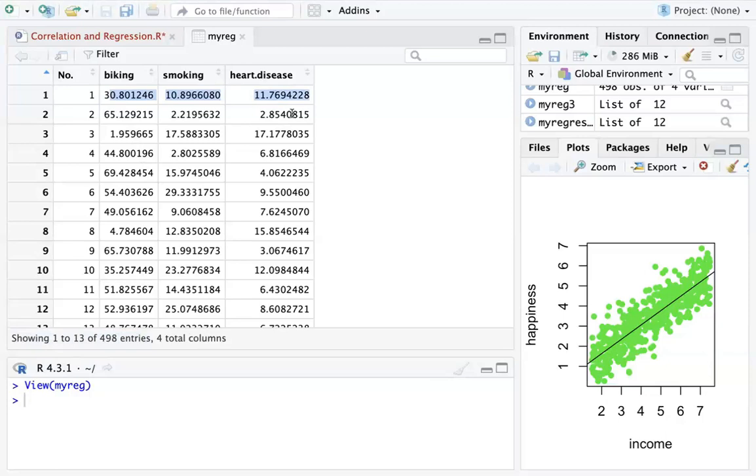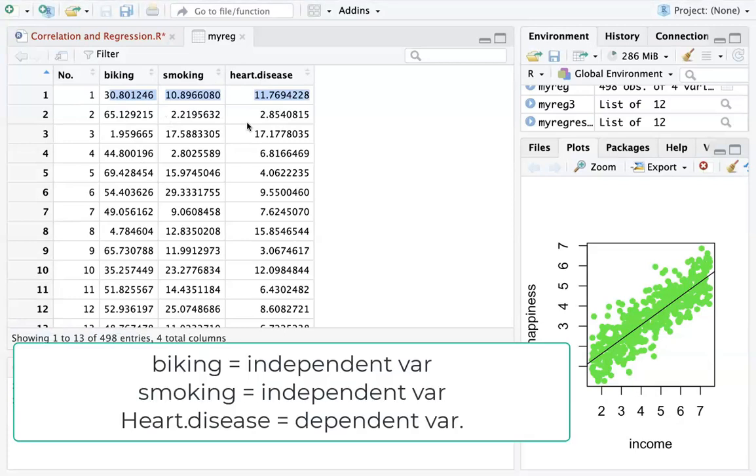Now here we need to figure out which one of them is the dependent variable and which of them are independent variables. Pause this video for a few seconds and figure out which one of these is dependent and which are independent variables. Biking and smoking, they are independent variables.